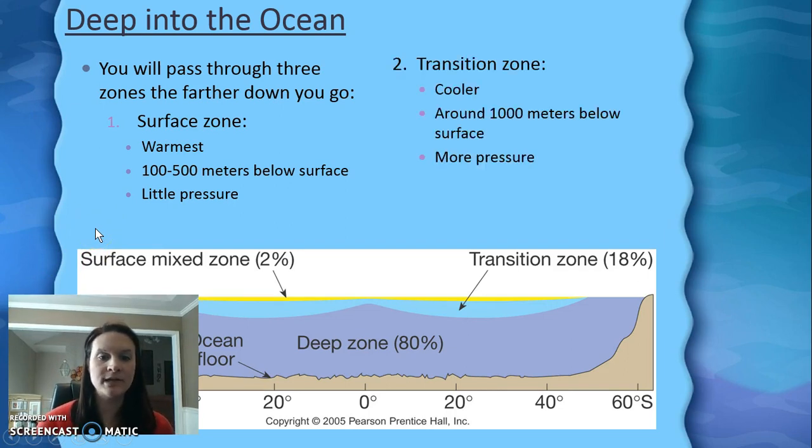The second zone down is the transition zone. The transition zone is going to be cooler in temperature because the sunlight can't get that far down into the water. So you've lost that warm sunlight. And you're usually going to be around 1,000 meters below the surface on average. So from the bottom of the surface zone to 1,000 meters below is the transition zone.